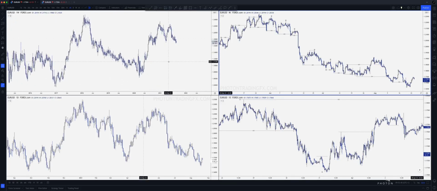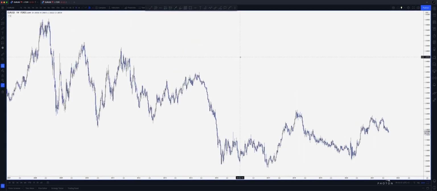As always, we're going to take a top down approach. We're going to start from the top and then slowly work our way down through the time frames to increase that timing and accuracy. So, hopping on the weekly chart.